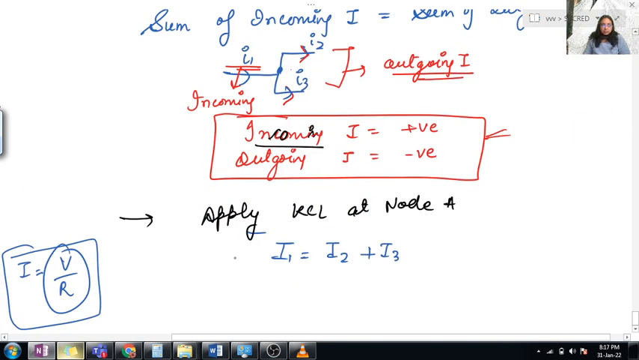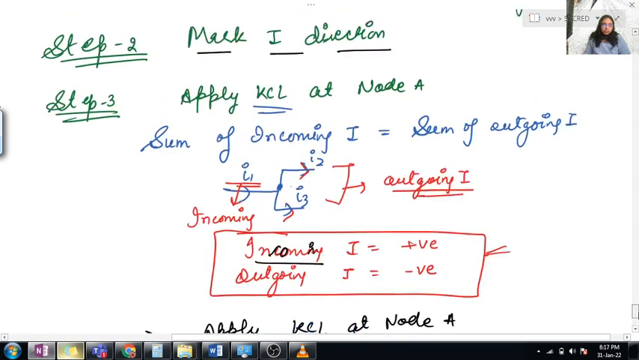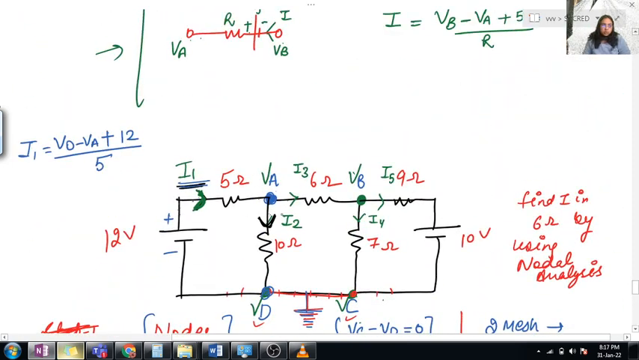I1 is VD minus VA plus 12 divided by 5. Okay, next is I2. Again you have to think about which node I2 is moving from and to. I am writing it down here. I2 is moving from A node to B node, right? It is starting from A node and ending at B node, because we'll always consider node to node.